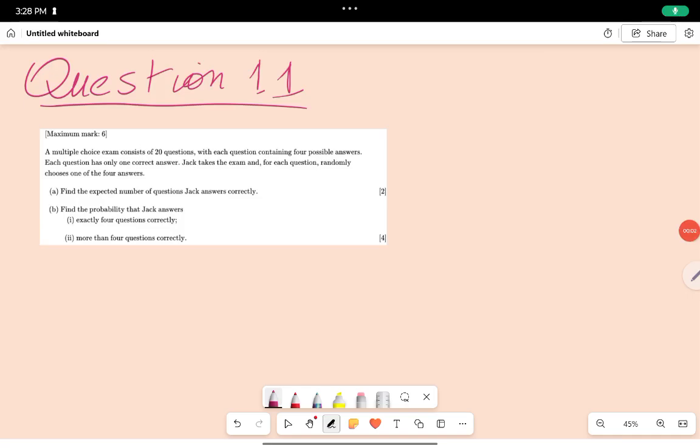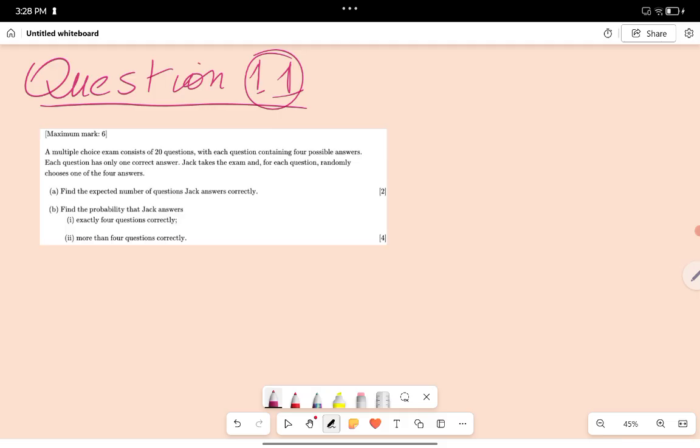Hello, guys. Okay, so this is question 11, the 11th question of your big revision pack of questions, with 20 questions in total. And this is a question about Jack, who is answering a multiple choice exam.